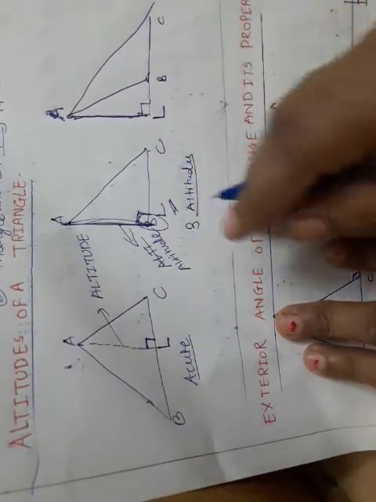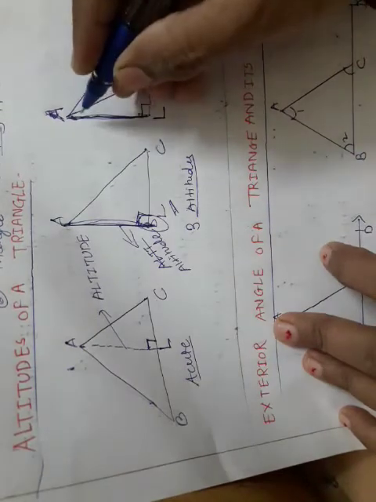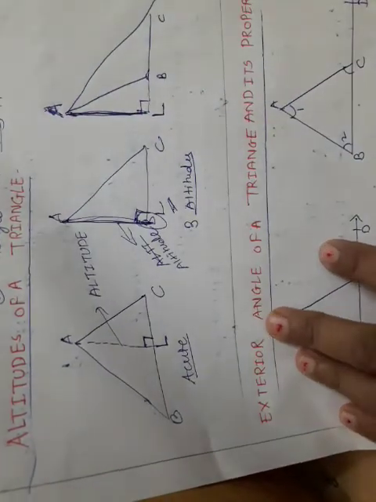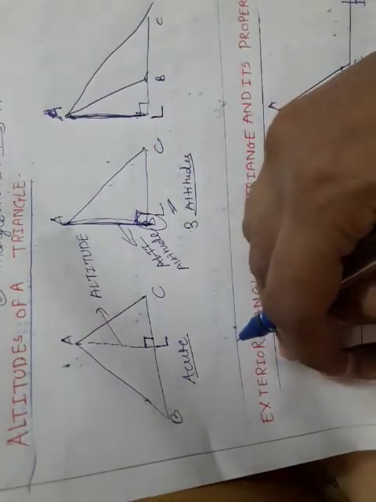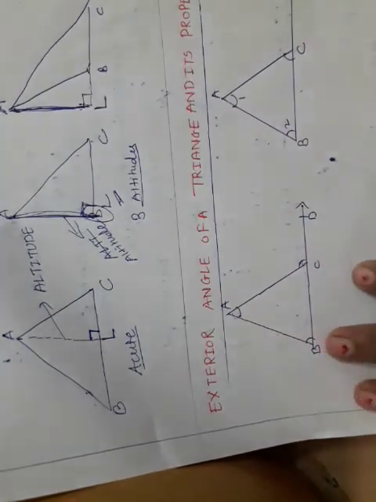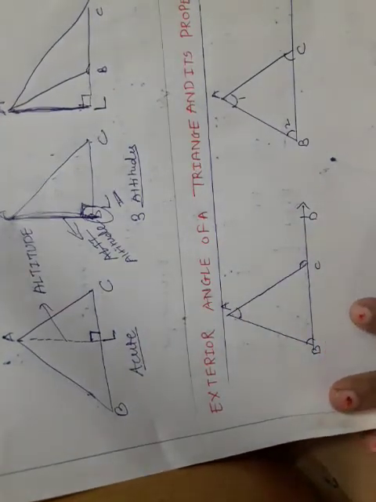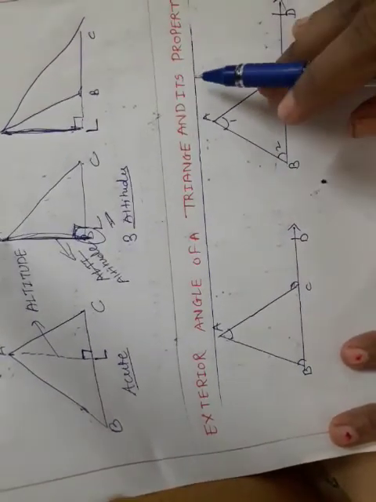And this altitude is also known as the height of the triangle. This AL is known as the height of the triangle. Okay, now we are going to see the exterior angle of a triangle and its property.